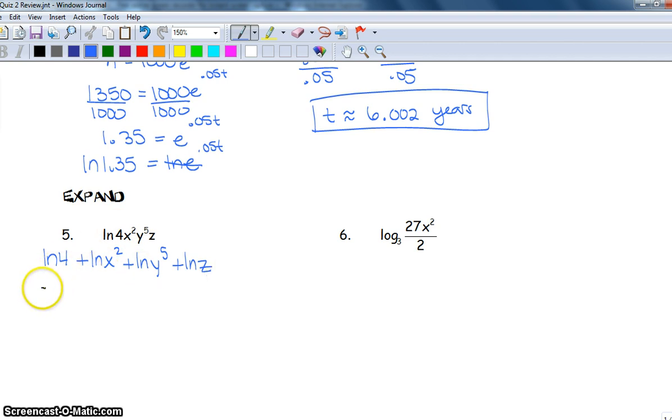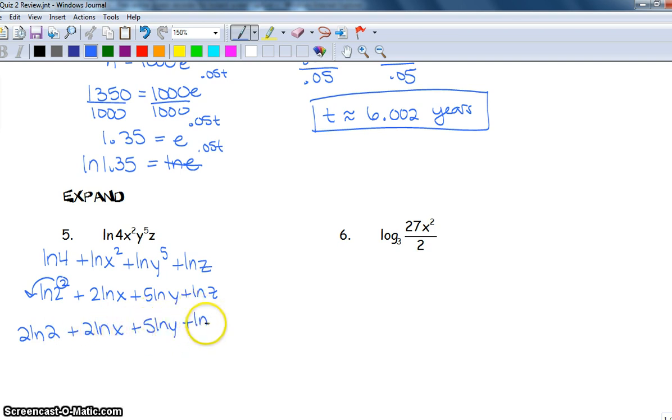Natural log of 4, well, I can rewrite 4 as 2 squared. Natural log of x squared, I can take that exponent and move it out front, move the exponent out front for the next piece as well, and natural log of z can't be rewritten. So then we just take our first piece and move that exponent out front, to get 2 natural log of 2 plus 2 natural log of x plus 5 natural log of y plus the natural log of z.